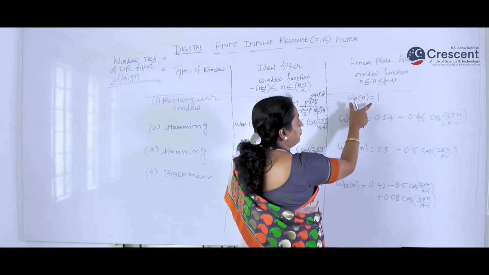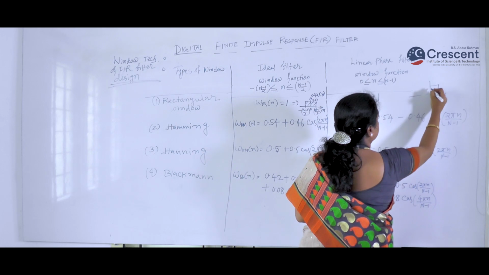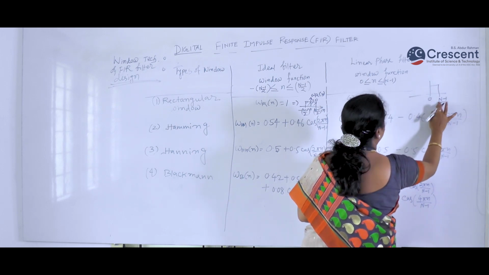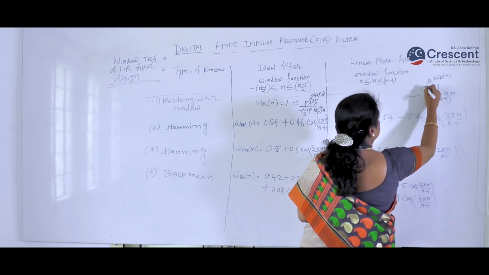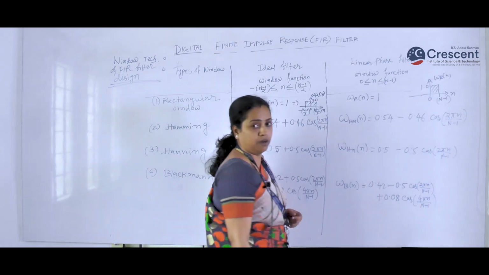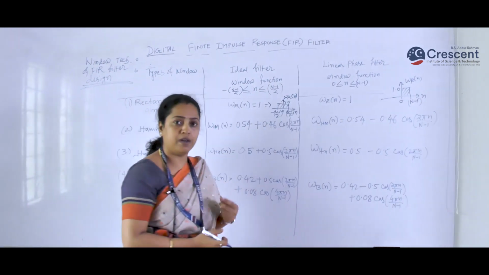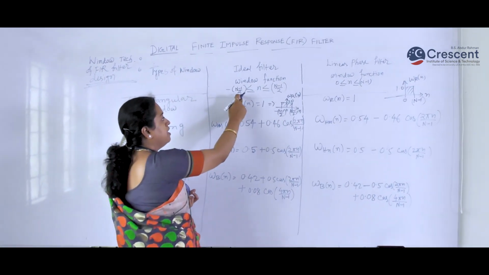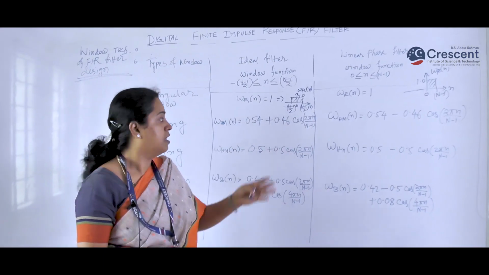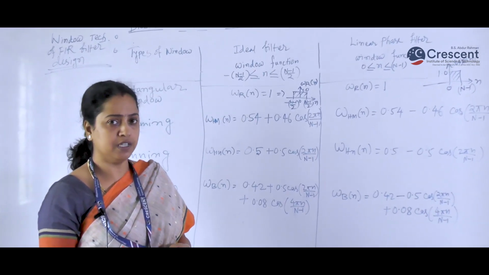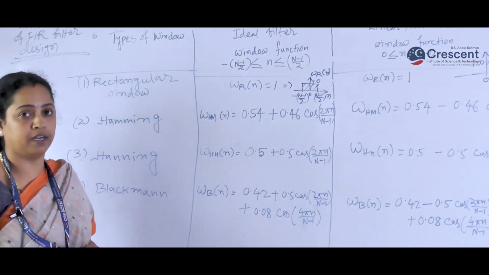And in case of linear phase, again the same thing. Here the window function will be from 0 to N minus 1. If this is WR of n, its value is equal to 1 from 0 to N minus 1. The range of samples from 0 to N minus 1 gives N number of samples, and if we consider from minus (N minus 1) by 2 to (N minus 1) by 2, that also gives N number of samples. The number of samples we are not going to change, only the range. So this is the simplest window, the rectangular window.